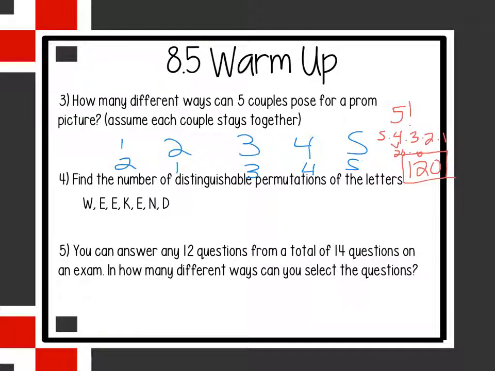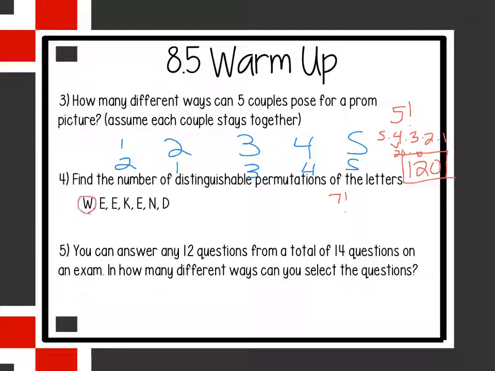Questions so far? All right, so number 4, find the number of distinguishable permutations of the letters W, E, E, K, E, N, D. So for these, I need to figure out how many total letters there are, right? And then put it over anything that repeats. So how many total letters are there? There's 7 total letters. That's going to be my numerator.